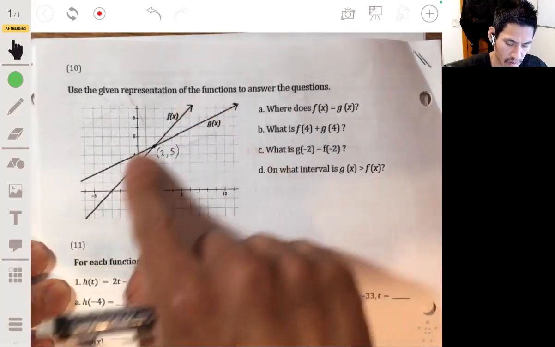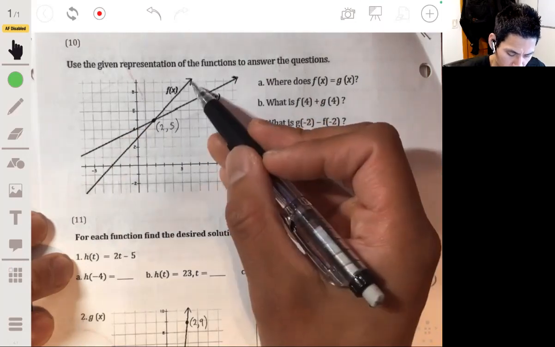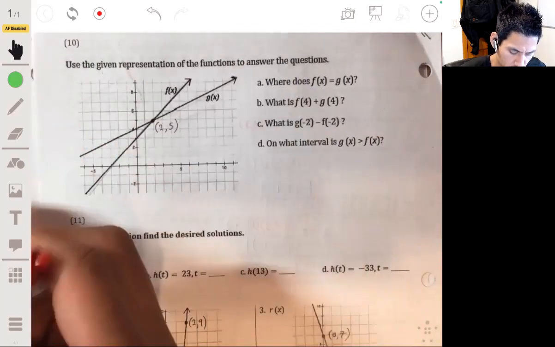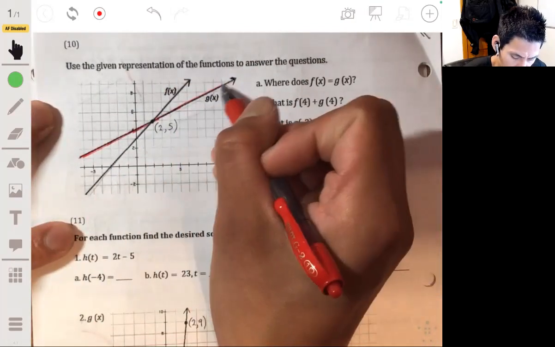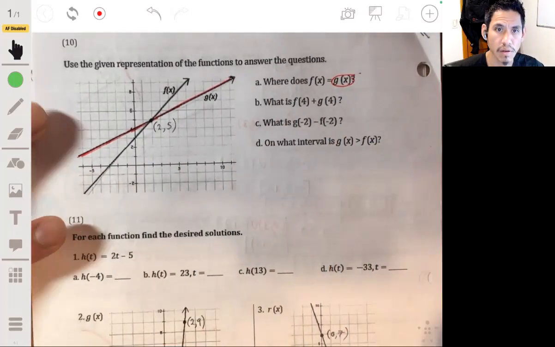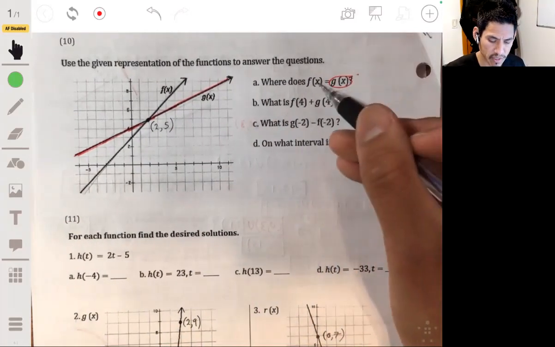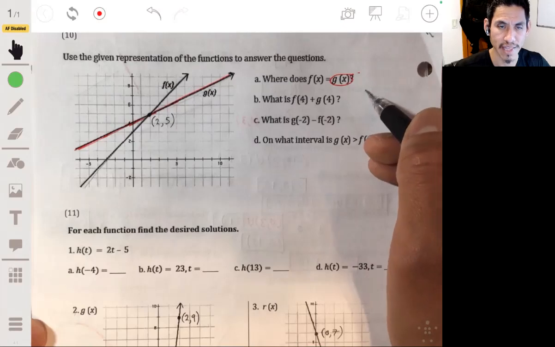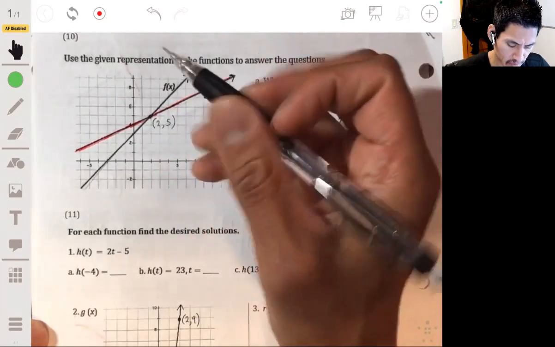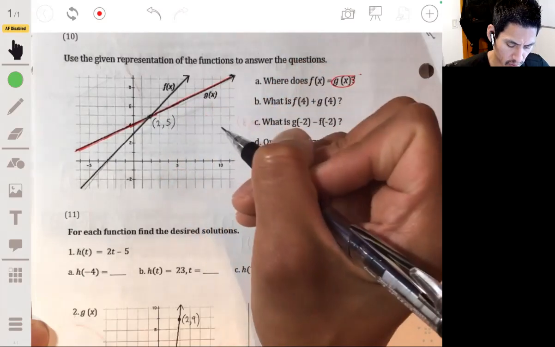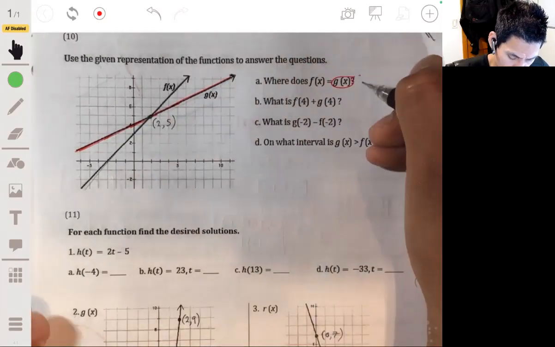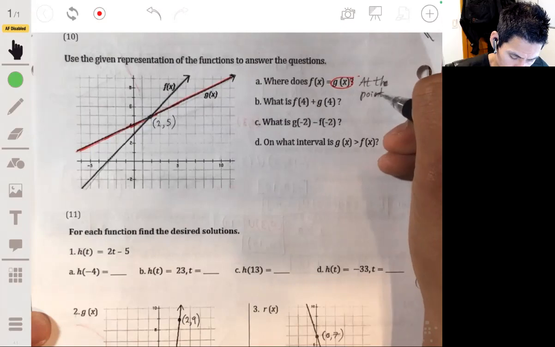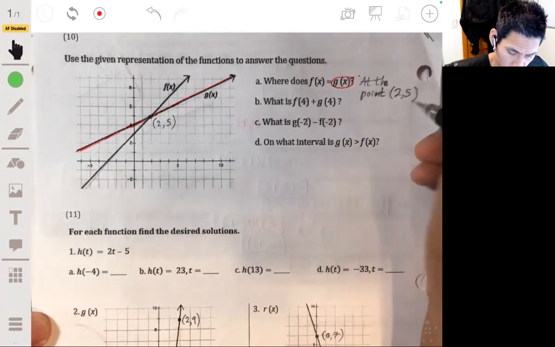Okay, so looking at this graph, problem 10, we have the graph of f of x, and then graph of g of x. Let's make g of x red. So where does f of x equal g of x? So in other words, this is just asking for where do they intersect? When are they the same value? And they're going to be the same value at the point 2 comma 5, because that's where they intersect.